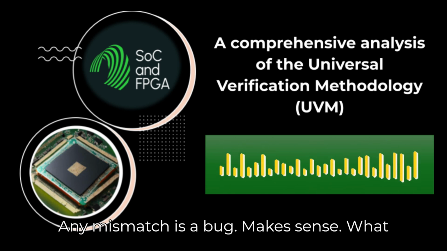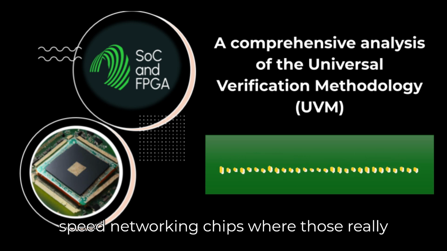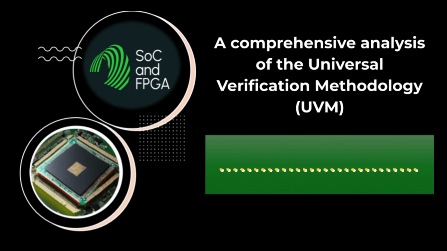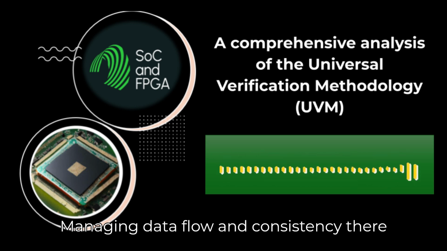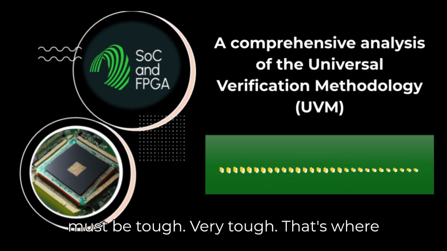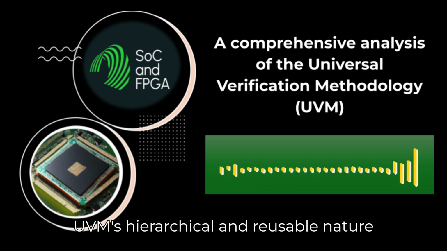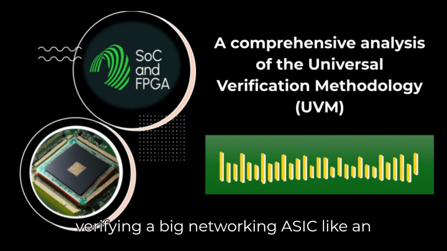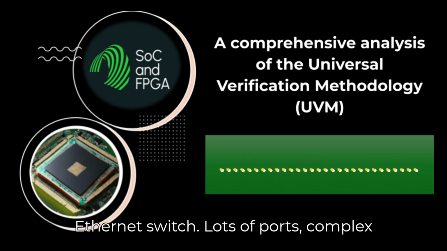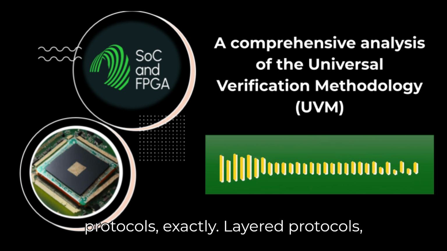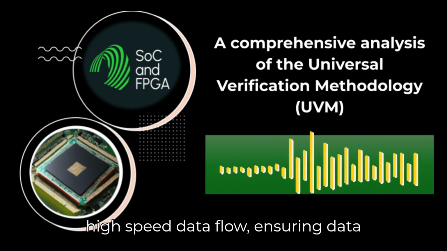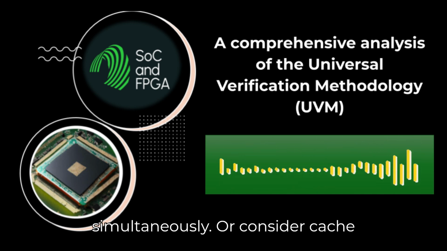Makes sense. What about something different, like high-speed networking chips? Or those really complex cache-coherent interconnects? Managing data flow and consistency there must be tough. Very tough. That's where UVM's hierarchical and reusable nature really shines again. Think about verifying a big networking ASIC, like an Ethernet switch. Lots of ports, complex protocols. Exactly. Layered protocols, high-speed data flow, ensuring data integrity across multiple ports simultaneously.